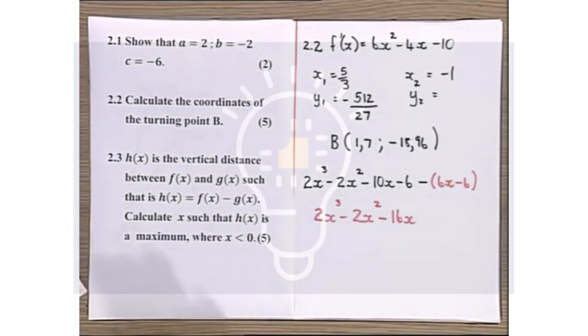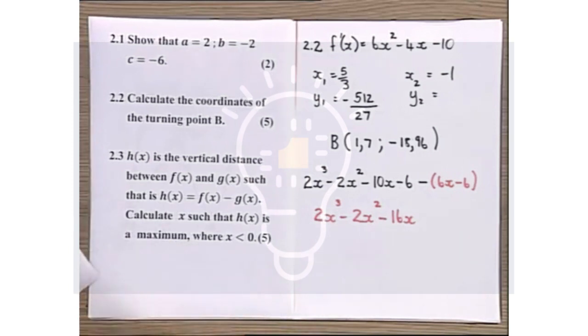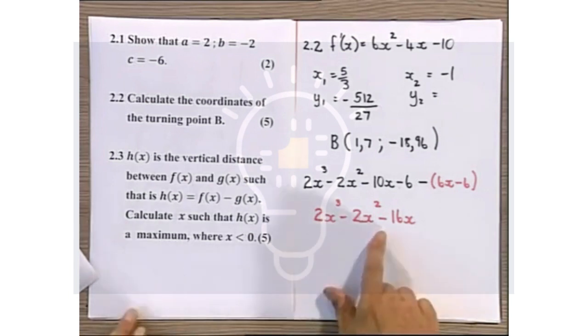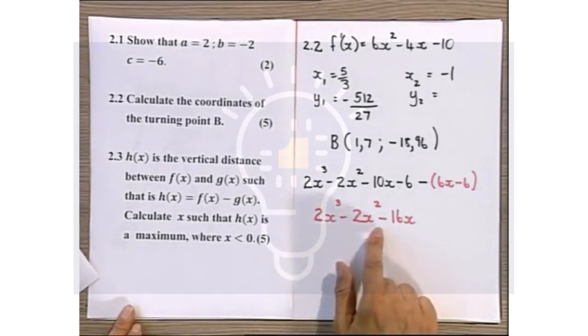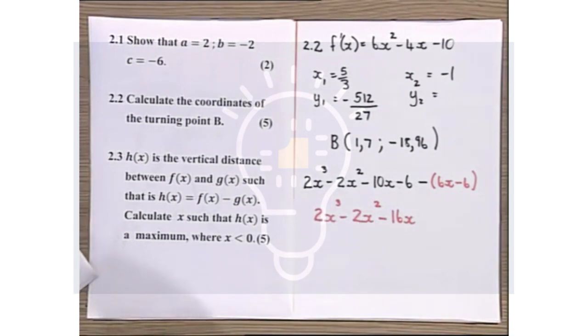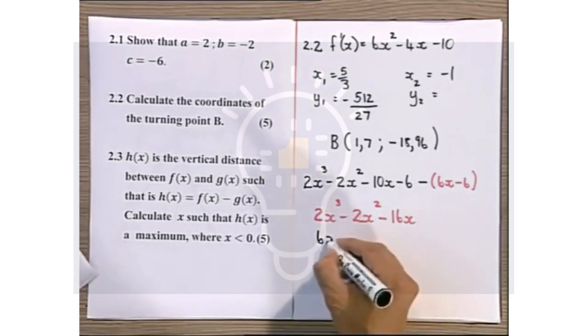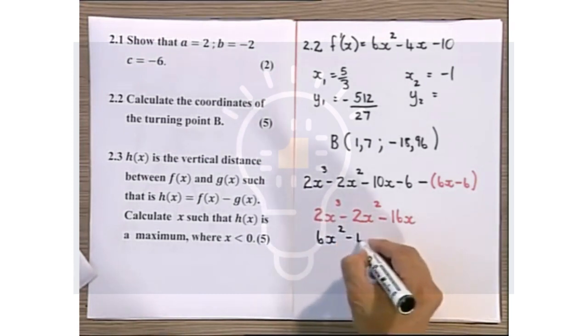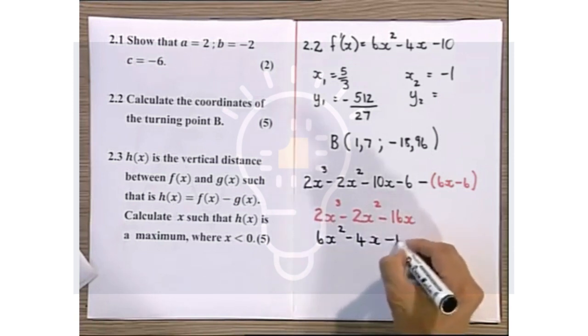Maximum. When you work with maxima and minima, what did you do? You've worked with the derivative. So what is the derivative of that? You're going to say the derivative is h prime x. Remember how we write the derivative? So it's 6x squared minus 4x minus 16.